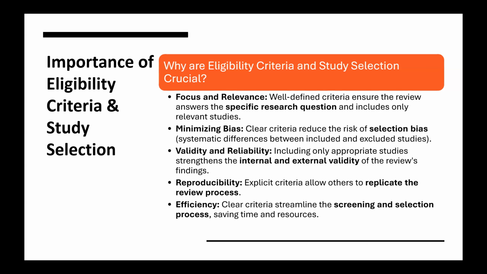So when you are determining your eligibility criteria, the first thing that you need to focus on is that eligibility criteria will help you to focus and also determine the relevance of those studies. Because if that is not well done, you're going to lose focus. You're going to be including studies that may not be eligible at the end.